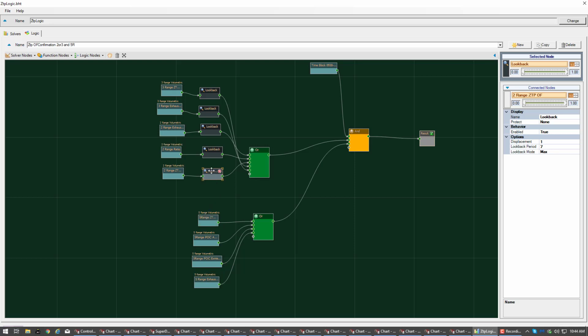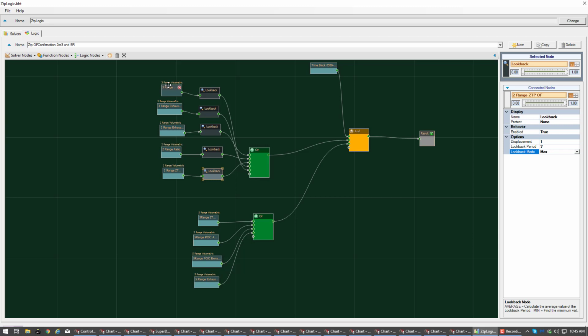So I needed to put these look backs on here, and I set a look back period of 7, and a look back mode of max. There are 3 settings here: min, max, and average. When we do have a signal, we're outputting either a 1 or a -1. The look back sees it only as a 1, regardless of whether it's a -1.